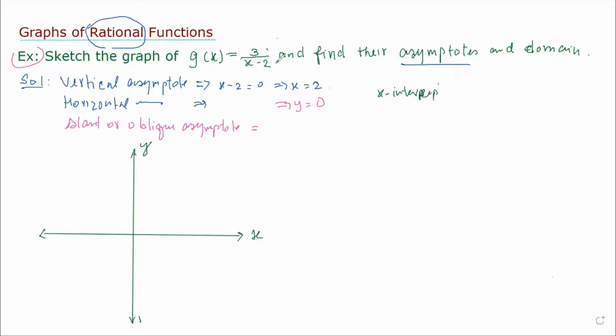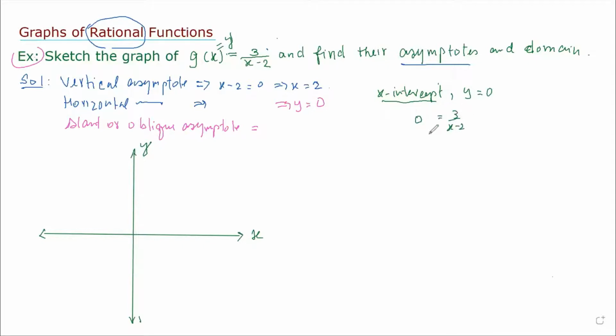X-intercept, sorry. If you want to find the x-intercept, that means y equals 0. So g(x) is already like a y. G of x means y already, right? So you just replace g of x with 0, so 0 equals 3 over x minus 2.